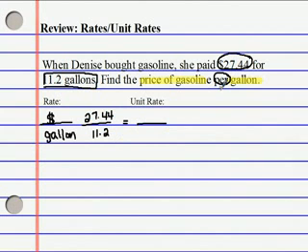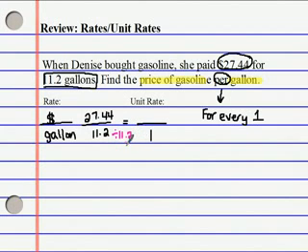Now they've asked me to find the price of gasoline per gallon. And the word per, we learned, means for every one of whatever unit they're talking about. So per gallon means for every 1 gallon, which means my 1 will go where my gallons are. Now I'll ask myself, how did I get from 11 2/10 to 1? Well, we divided by itself, of course.